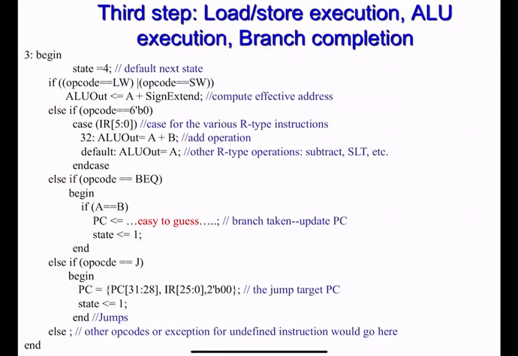And then I will go to the next state. This is 4. Now I need to do the load and store execution. I need to write a little bit more information. For instance, if my opcode is equal to load word, or my opcode is equal to store word, please, my ALU output is equal to my A plus the sign extension.